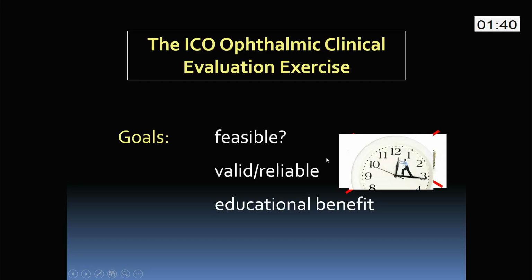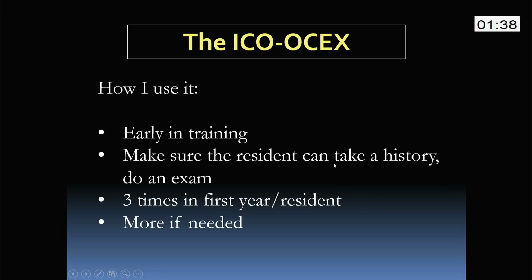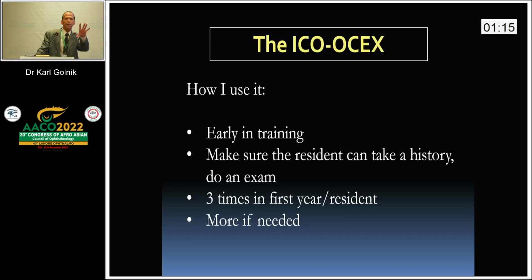We use this particular rubric early in the training, because this is about taking a history and an exam. Hopefully by the end of the first year, the resident can take a history and do an exam. So we use it at least 3 times in the first year of the resident. Now, if the resident's always missing or not doing well on part of it, we assess just that part, not the whole thing. So it shortens it for the assessor. That's how we do it. And as long as they can do it 3 times, as long as they're successful at the end of the year, we don't do it again, because it's just the history and the exam.